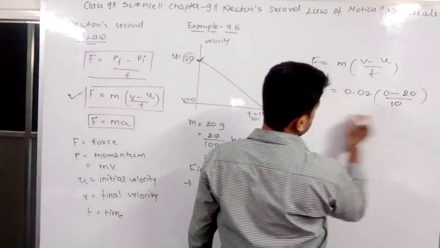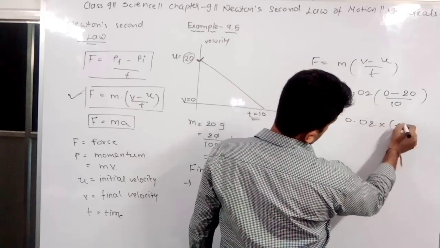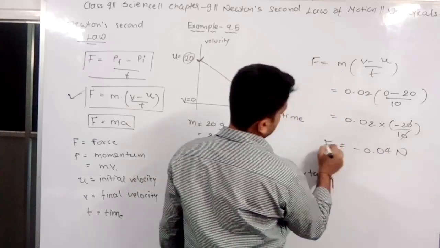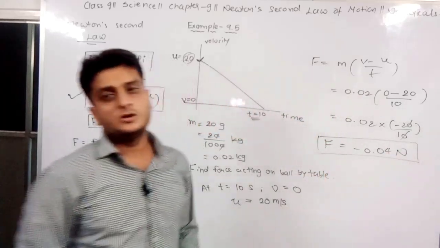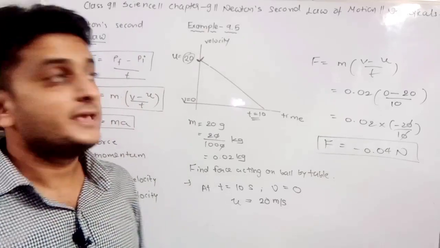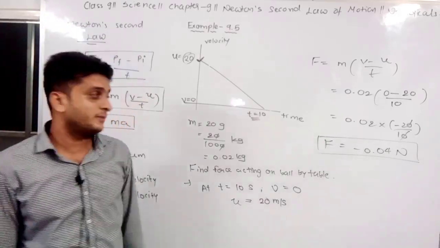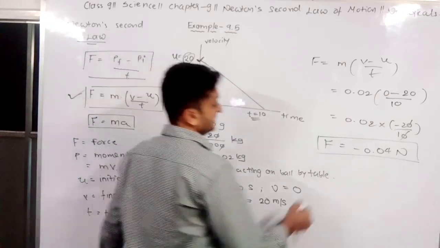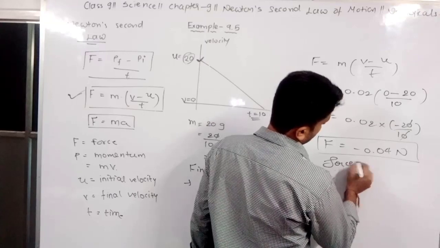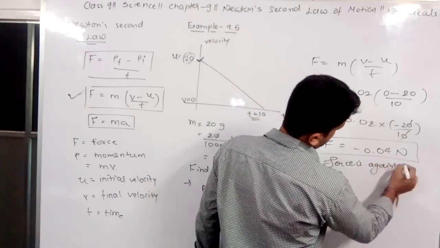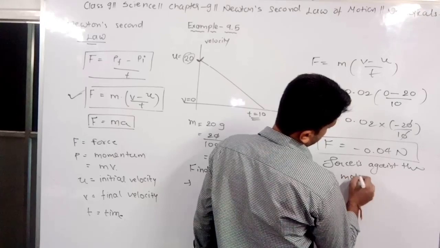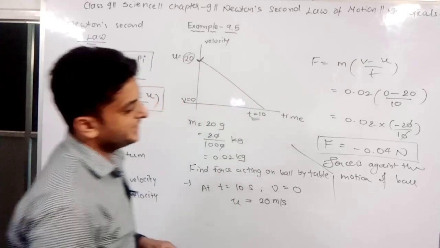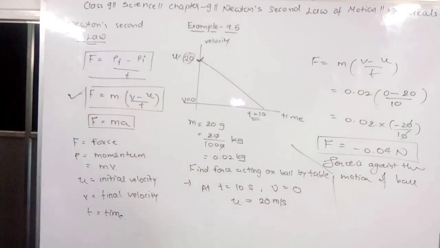On simplifying it, you will get 0.02 into minus 20 by 10, this will be cancelled, that is minus 0.04 Newton. So the force acting on the ball by the table is minus 0.04 Newton. Again देख लो ये माइनस आ रहा है, माइनस का मतलब क्या है, it is against the motion of the ball. This force is acting in the direction against the motion of the ball, right?